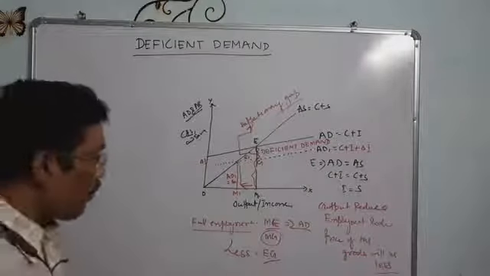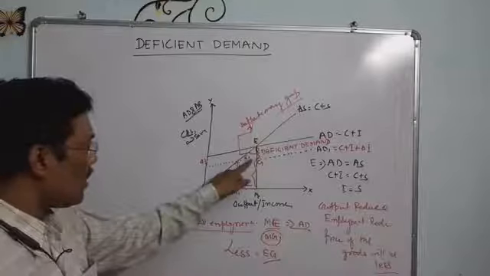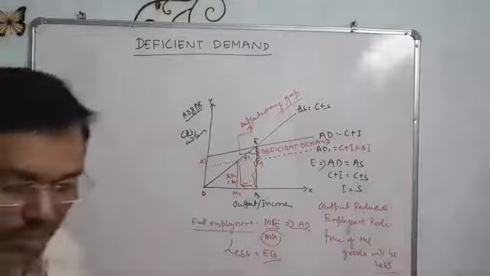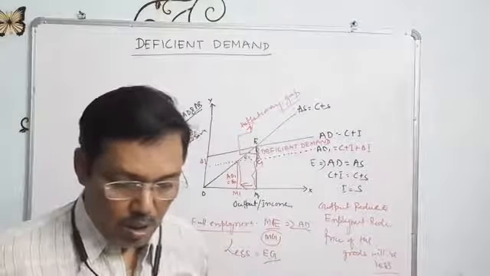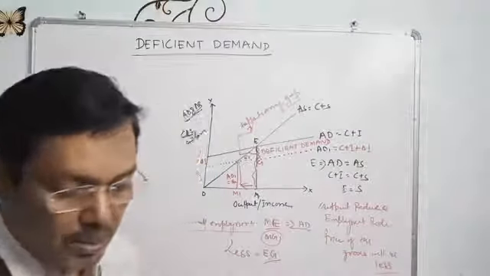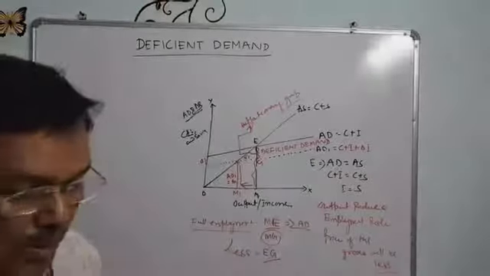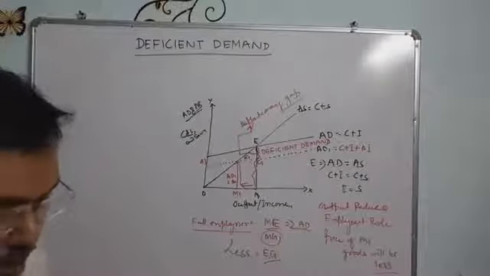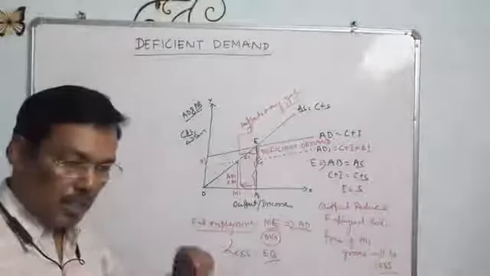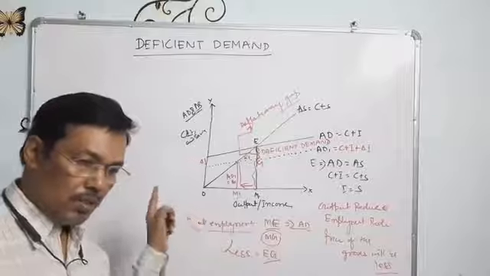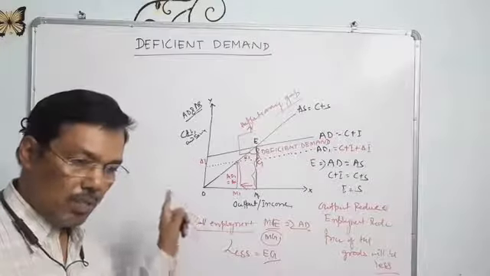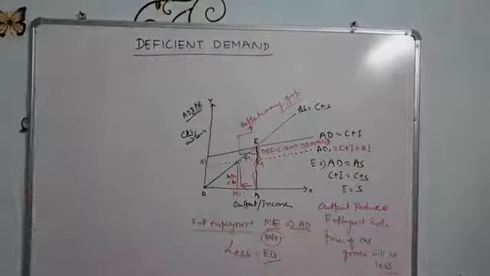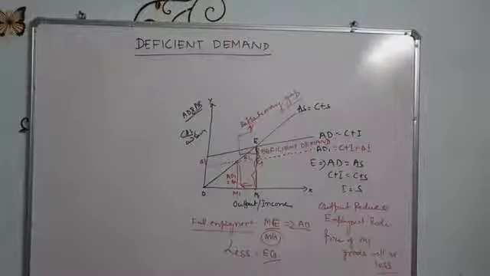So again I repeat, when this deficit demand or the deflationary gap occurs, what will be the consequences? In excess demand cases, the price rises. Here the price falls. It means what is the excess demand case? Purchasing power was increasing, price of the goods was increasing, but in this case, price will fall. Why will the price fall?